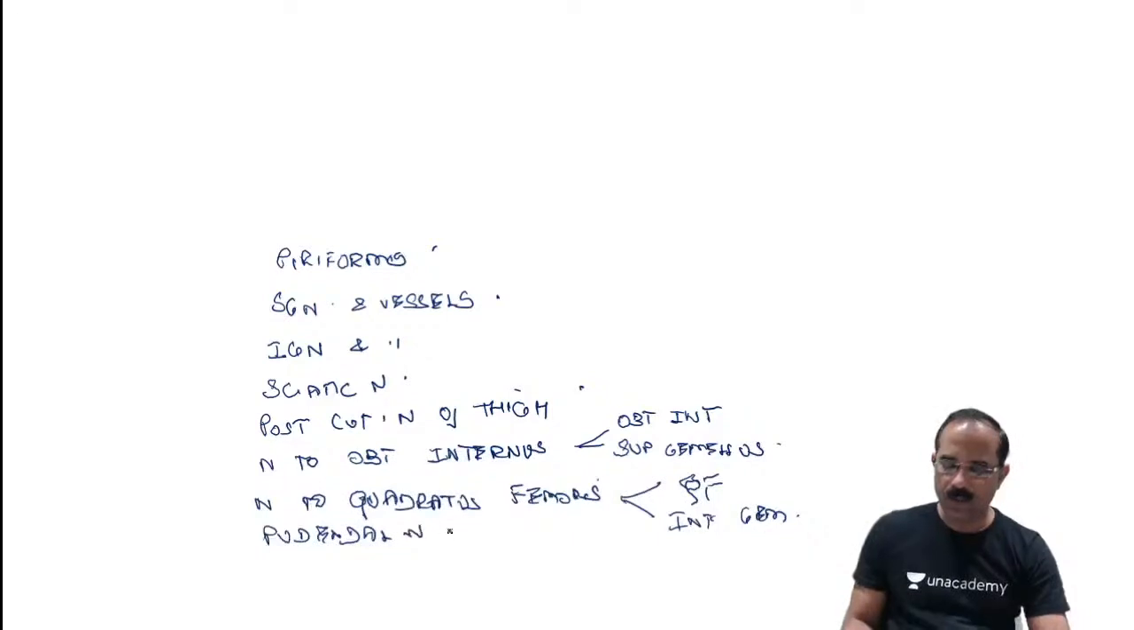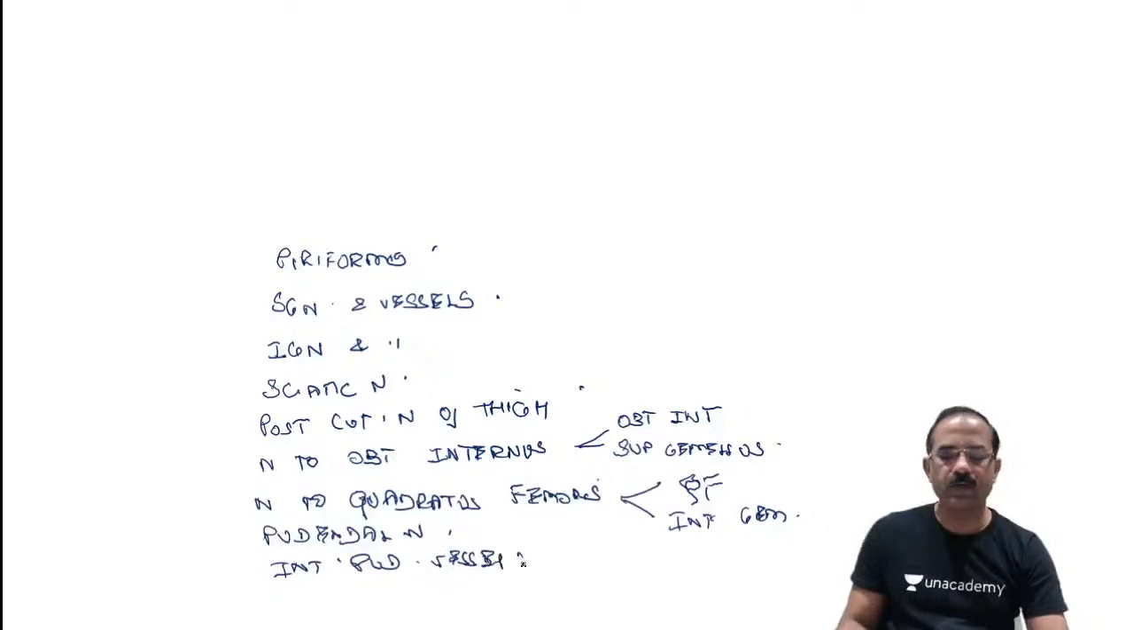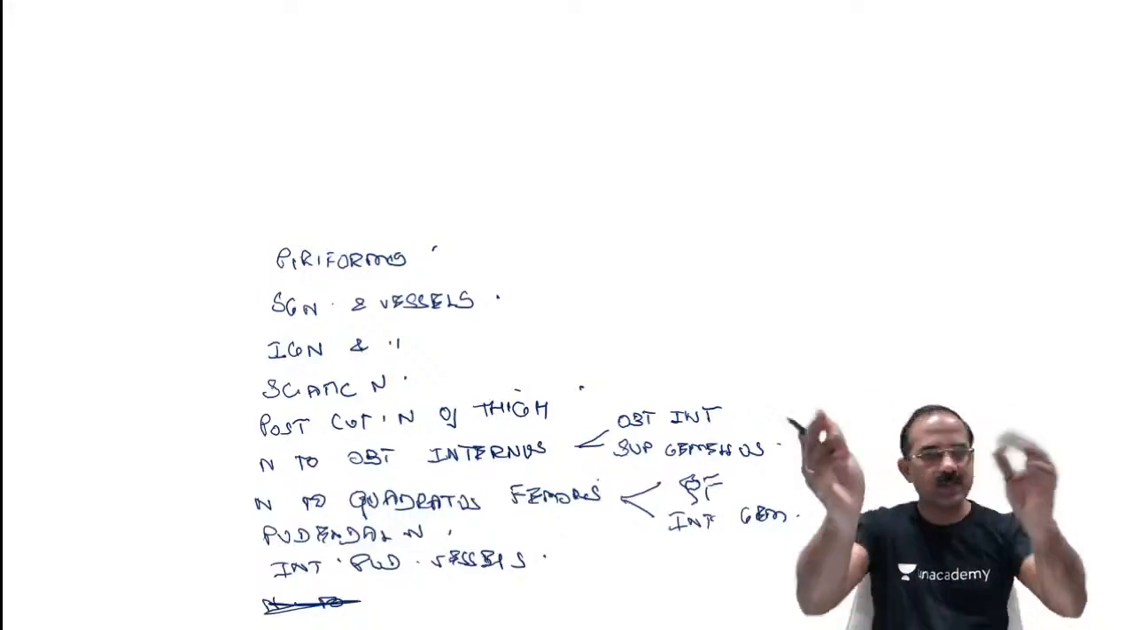Pudendal nerve. The second one is the internal pudendal vessels, and the last one is the nerve to obturator internus. I wrote them earlier, so okay, these are the structures.